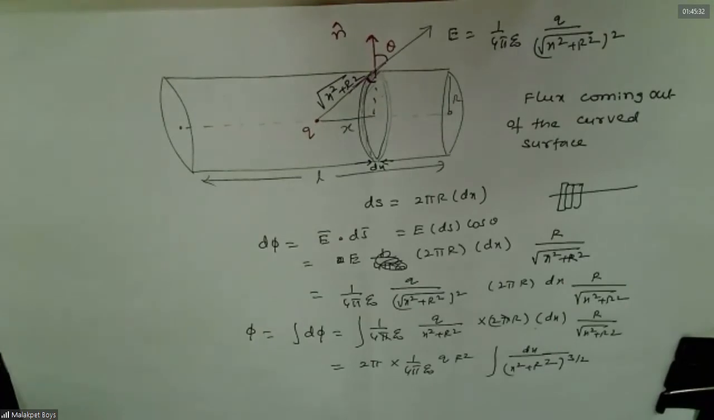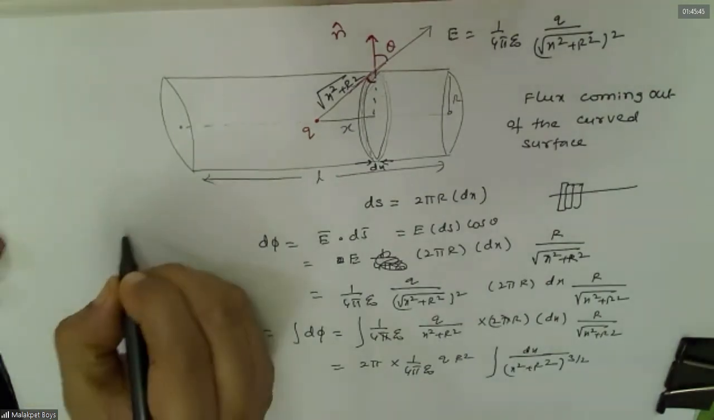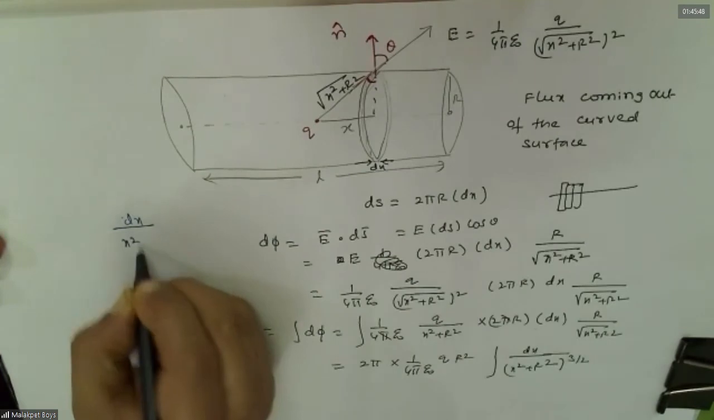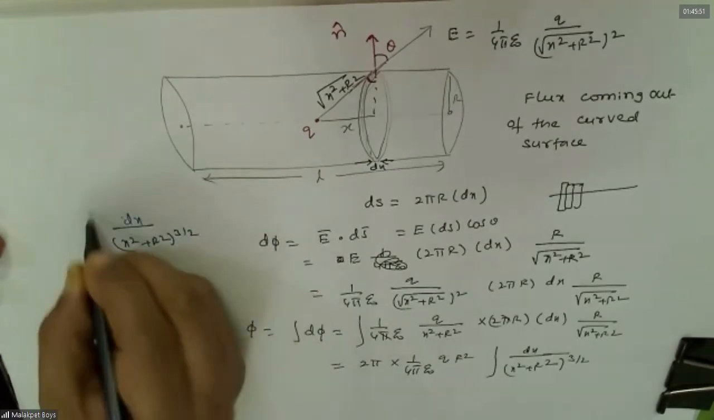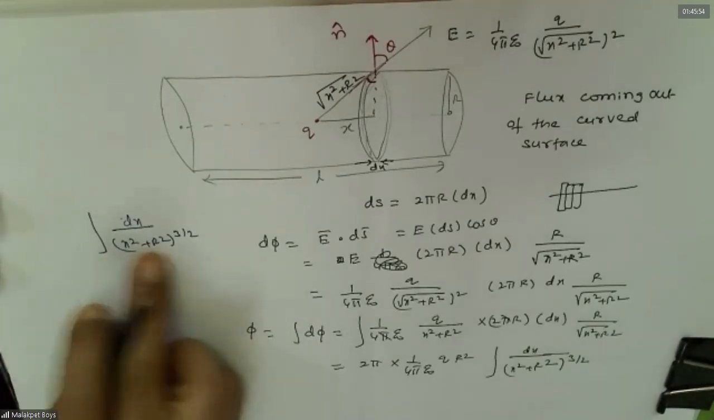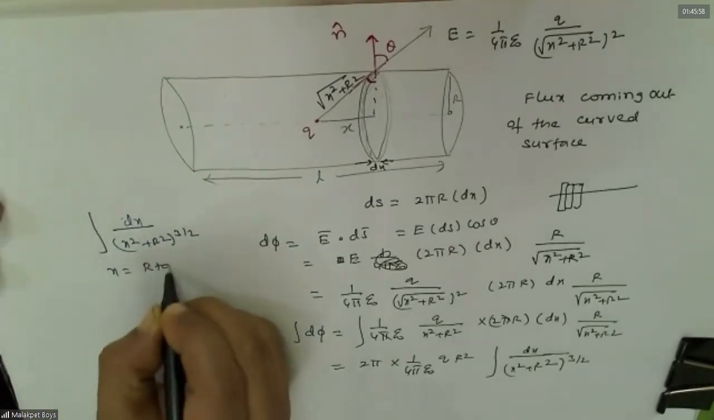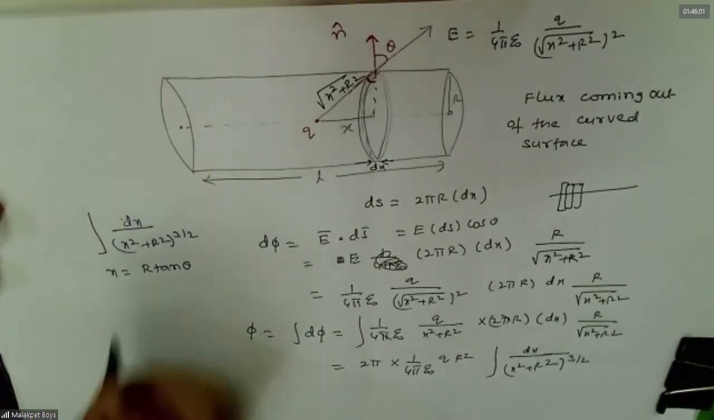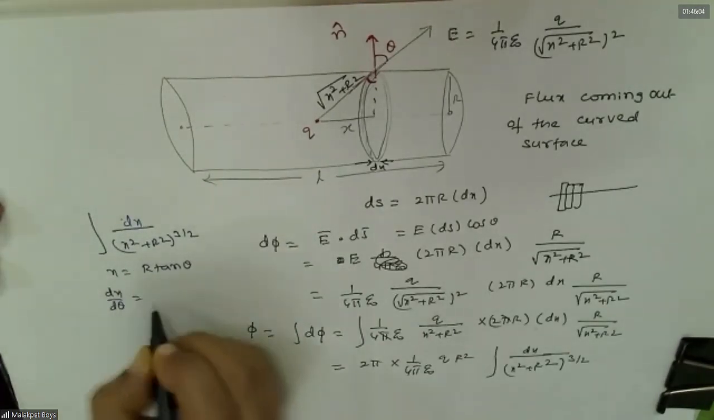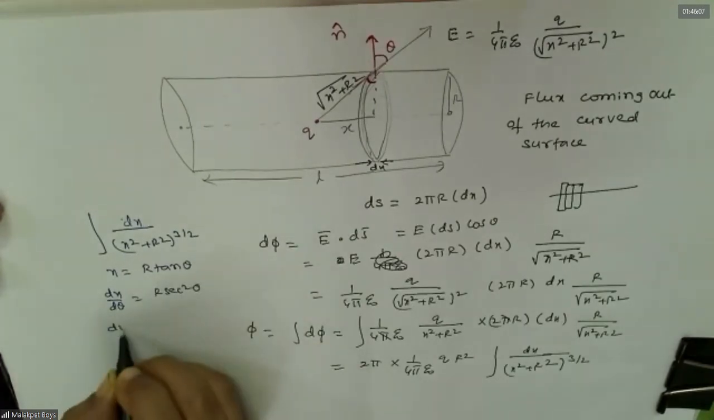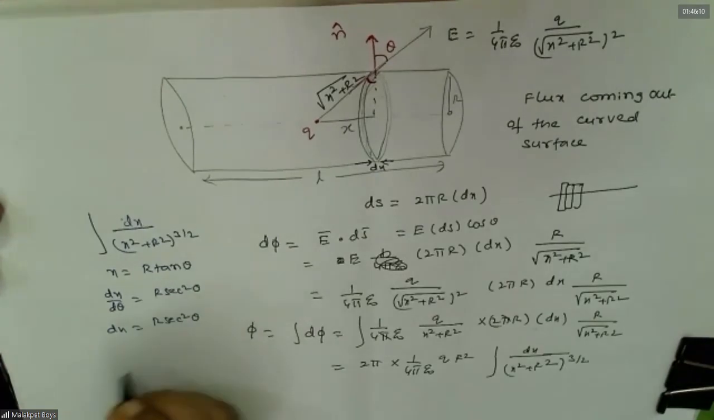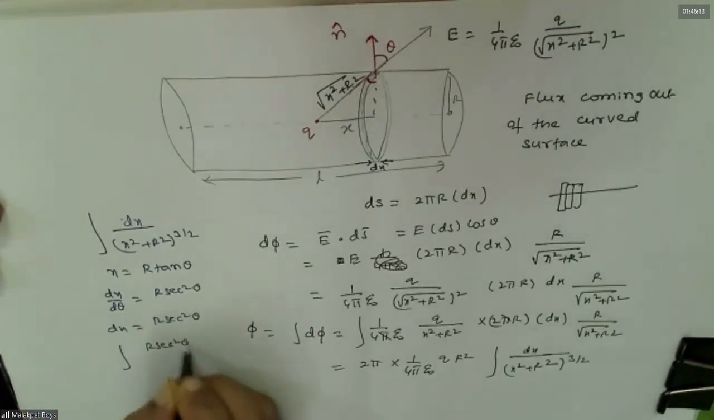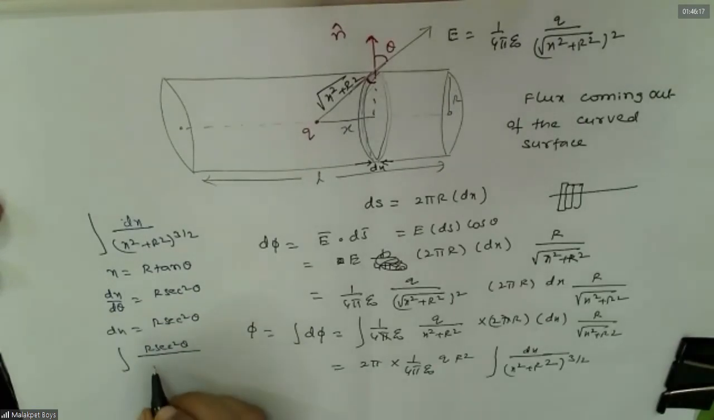Understood this? Now, can you integrate this? Yes, sir. See here, there is no x here, so you have to take x is equal to r tan theta. Remember this? Then dx by d theta, so here you will get x square equals r square tan square theta, no?